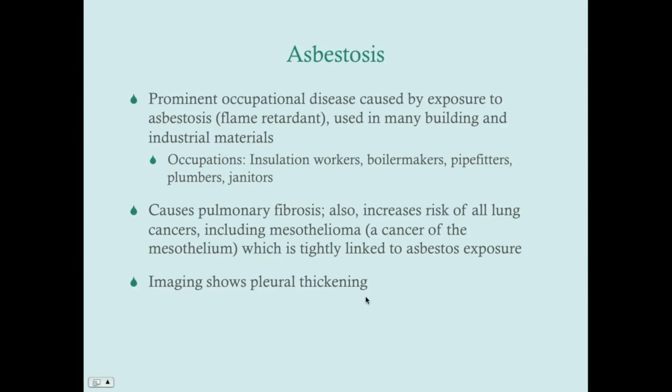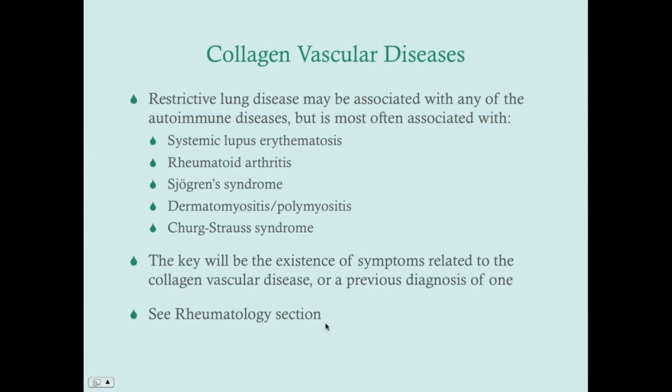Collagen vascular disease can also result in restrictive lung disease, and this is just a manifestation of the autoimmune disease. Most often, it's associated with lupus, rheumatoid arthritis, Sjogren's syndrome, dermatomyositis and polymyositis, and Churg-Strauss syndrome. Remember, in Churg-Strauss syndrome, you also have asthma. So if you get a restrictive disease with that, you get the double whammy because you've got an obstructive and a restrictive disease. The key for diagnosing restrictive disease secondary to collagen vascular disease is the existence of symptoms related to the collagen vascular disease.